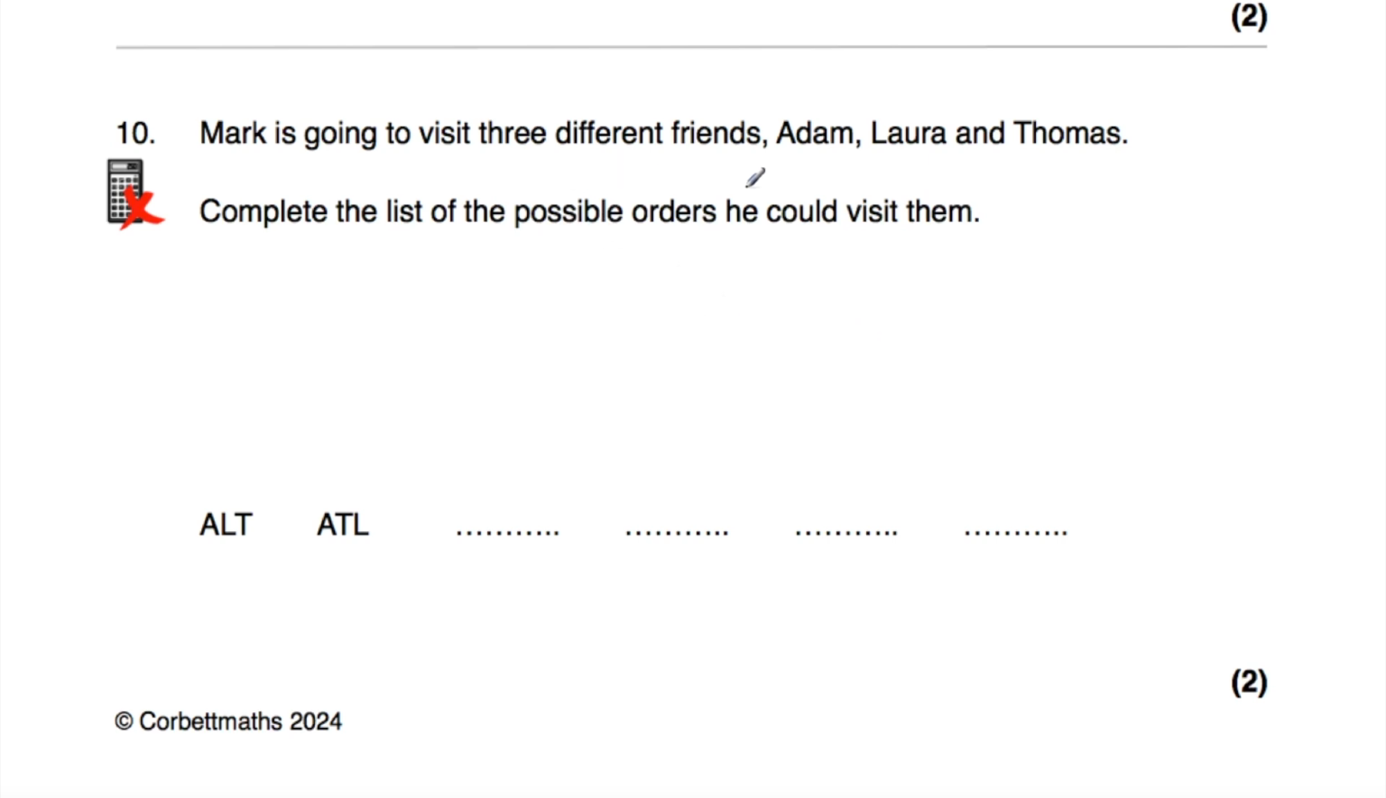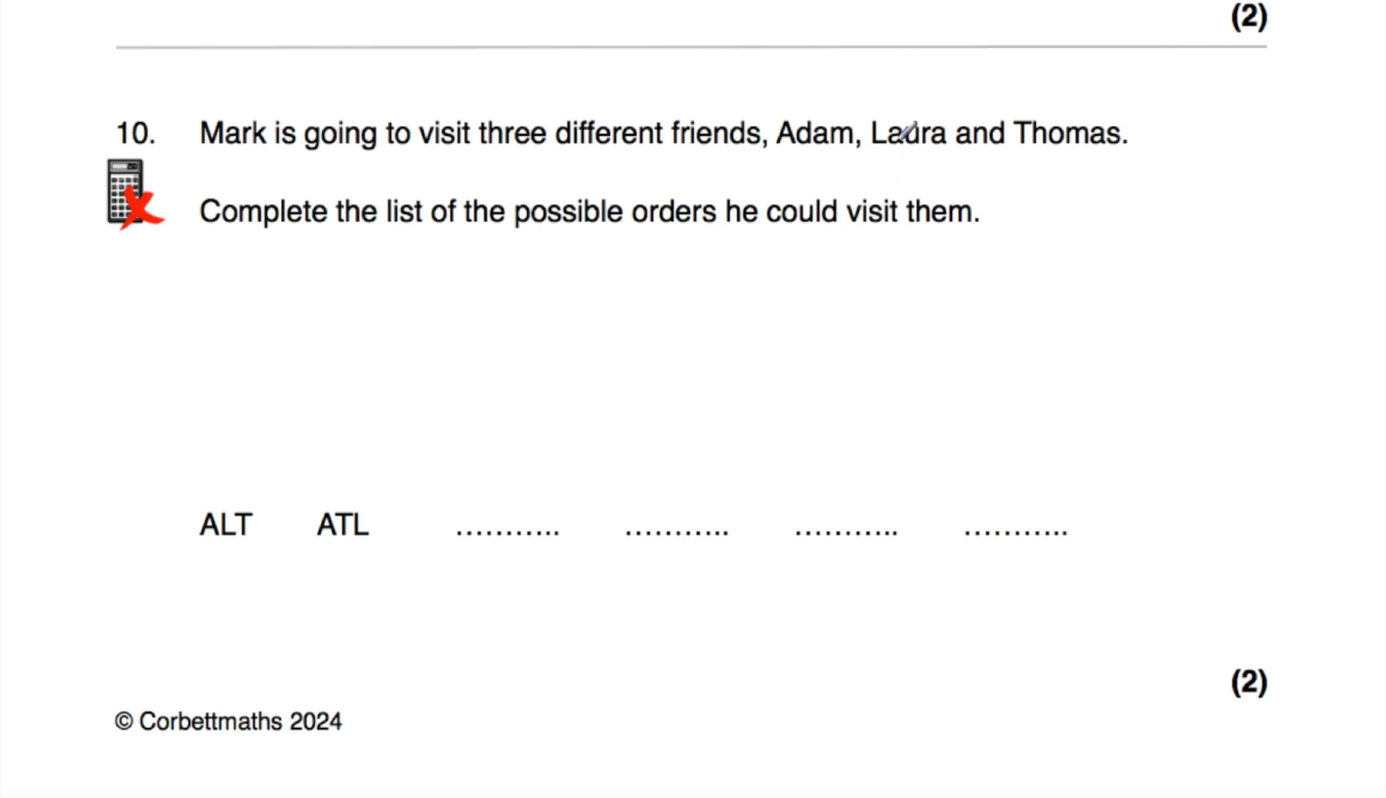But here he's going to visit 3 friends, and it's also the order that he visits them in. So, for instance, he could visit Adam, then Laura, or Laura, then Adam, and they're quite important whenever we're looking at the possible orders that he visits his friends in. So he could visit Adam first, and then he would be left with Laura and Thomas. So he could do Adam and then Laura and then Thomas, or he could do Adam, then Thomas, then Laura. So they're the options that have been done for us.